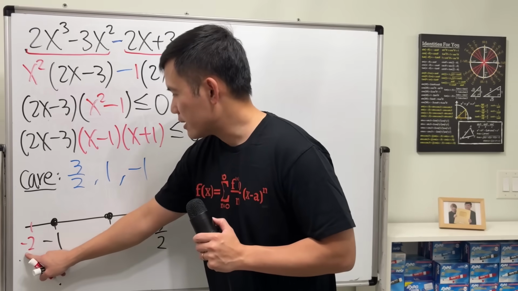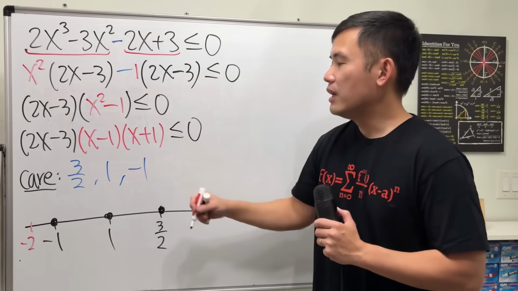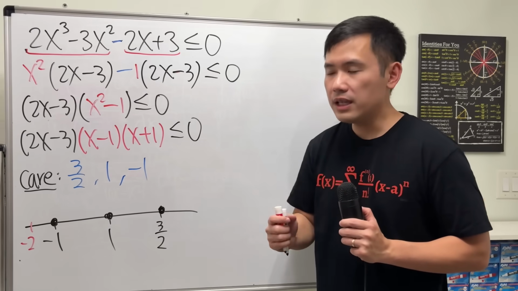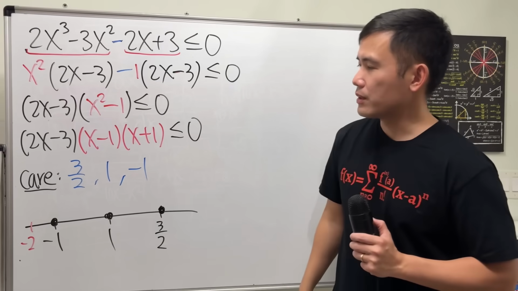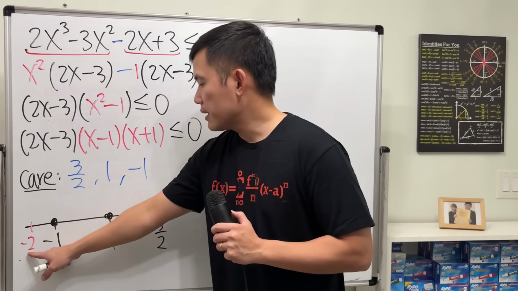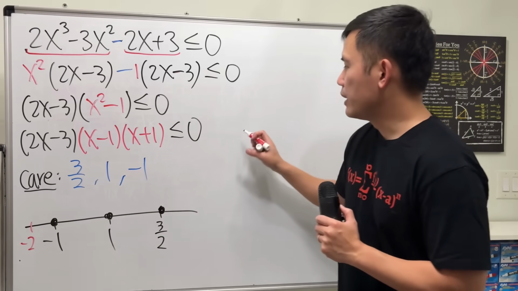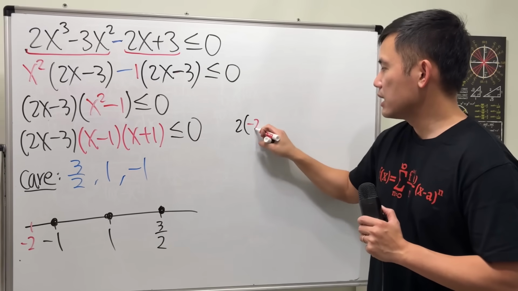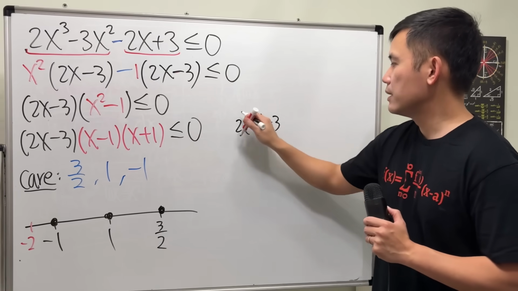Once you pick negative 2, plug into here, and you just have to make sure if the result is positive or negative. So let's have a look. When you plug in -2 into here, I'm going to write down all the steps for you for this one. 2 times -2 minus 3.